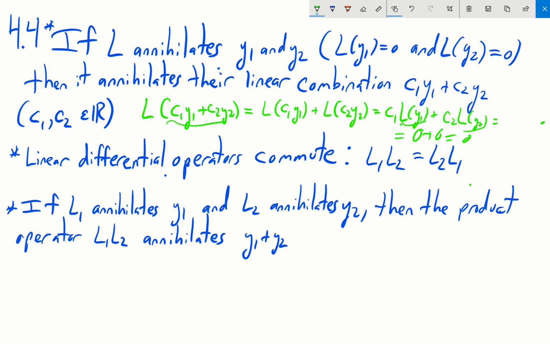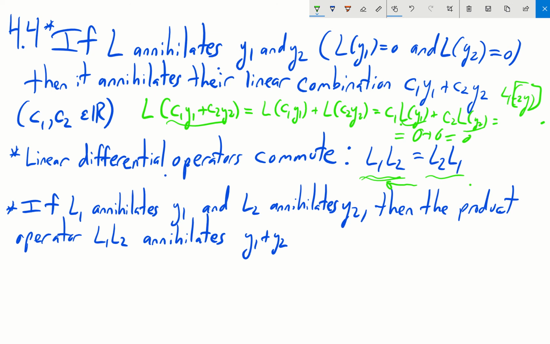The second thing that's very important in terms of properties is that linear differential operators commute. So if you applied the operator L1L2, remember, just like composition of functions, this would actually work from right to left. L2 in that form would actually be applied to the function first, and then L1 would be applied to the result. But the product operator L1L2 will be the same as the product operator L2L1.